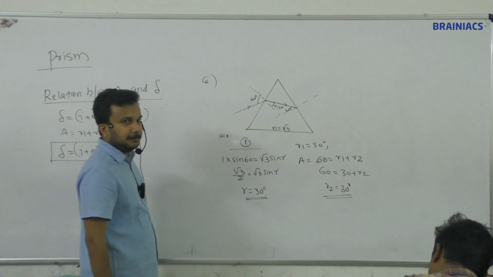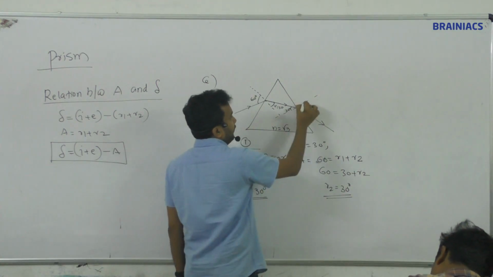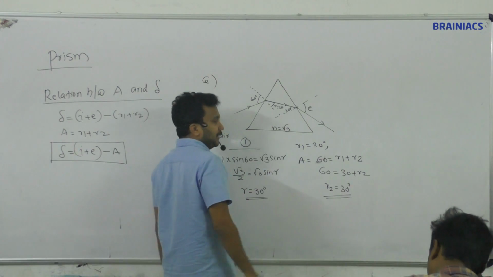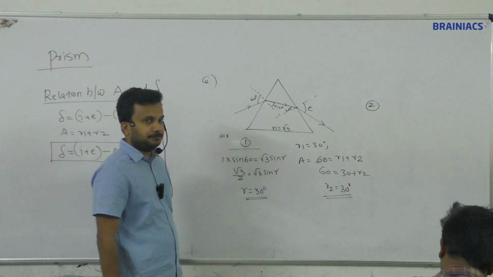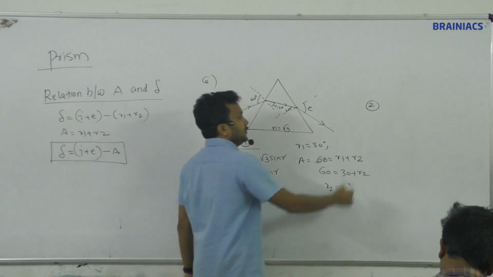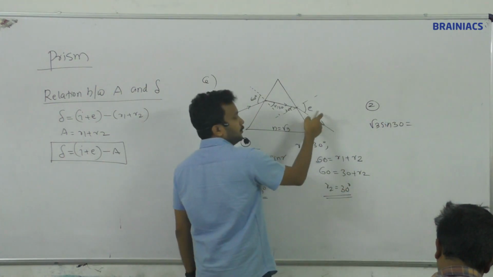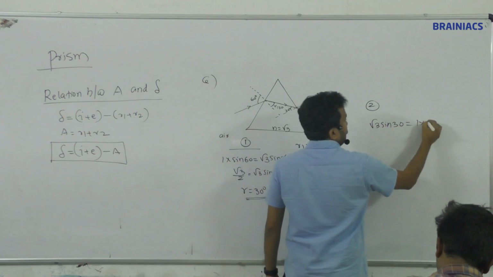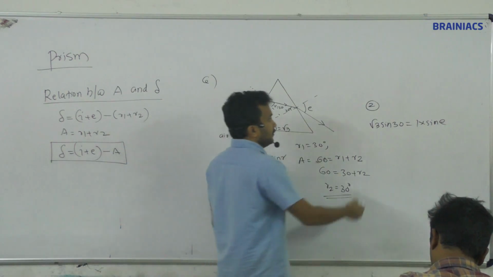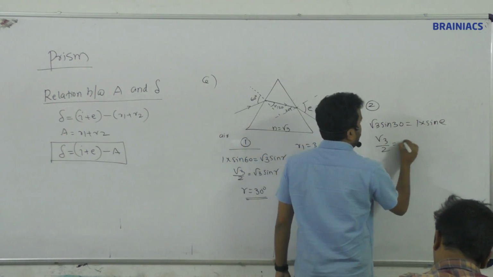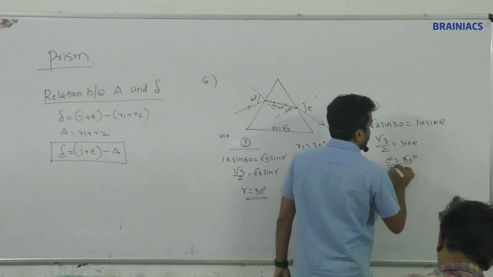Now again I am going to apply Snell's law. I have to find the angle of emergence. Step number 2, applying Snell's law again. N1 sine 30, N1 is the prism, root 3 sine 30 equals N2, which is air, so 1 into sine of the angle of emergence. Root 3 by 2 equals sine E. So E equals 60 degrees.